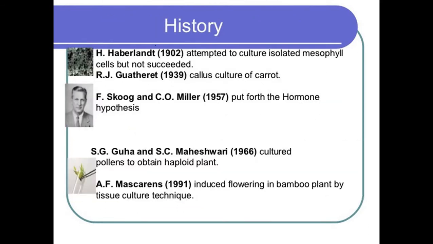Haberlandt in 1902 first tried the culture of isolated mesophyll cells, but unfortunately he did not succeed. But Guha and Maheshwari in 1966 tried the culture of pollens. Surprisingly, Mascarenhas in 1991 induced flowering in bamboo plants by tissue culture technique.